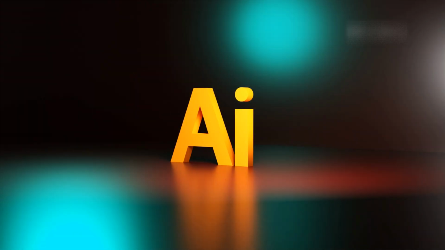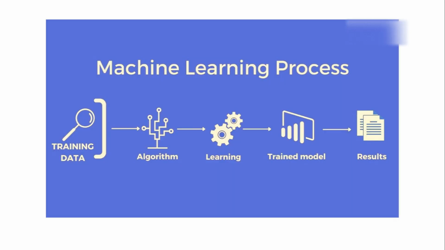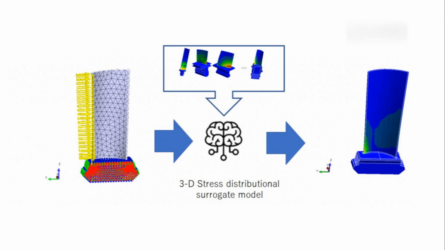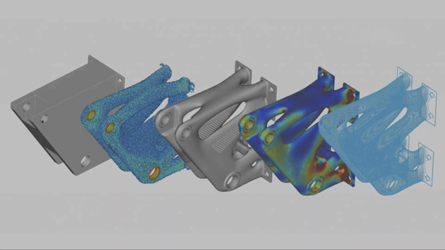Now, let's explore how artificial intelligence helps in bringing this optimization to the next level. I believe you have already heard about machine learning. Machine learning and artificial intelligence are transforming topology optimization by making it faster, more efficient, and capable of handling complex design challenges. Here's an overview of their roles.